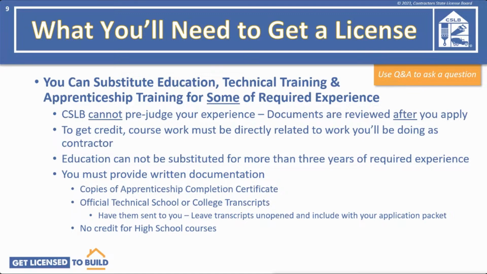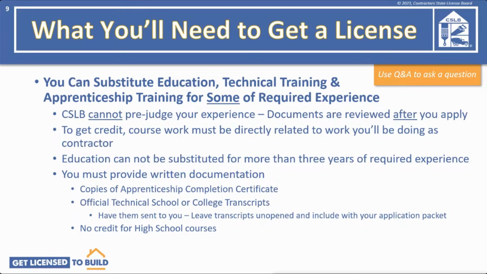First, CSLB cannot prejudge your experience. Due to the number of applications we receive and process every month, we don't have the staff time that would be needed to prejudge your experience. We can only review your documents after you apply for your license. Next, to get education credit, the coursework must be directly related to the work you will be doing as a contractor. Your education cannot be substituted for more than 3 years or 36 months of required experience.